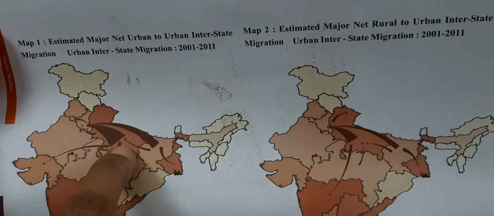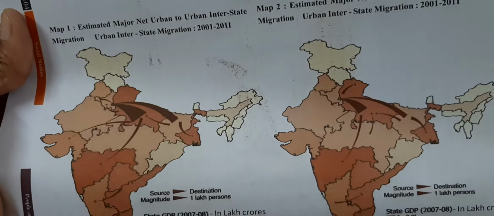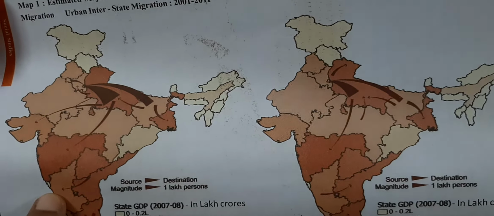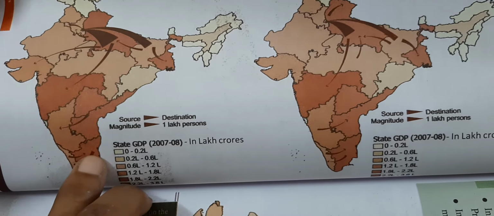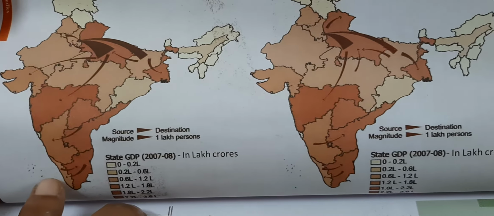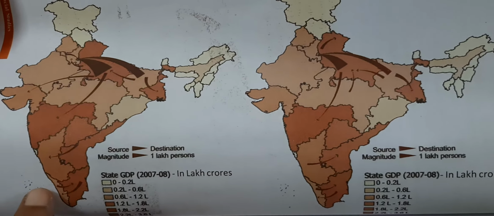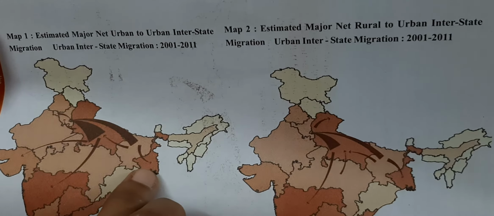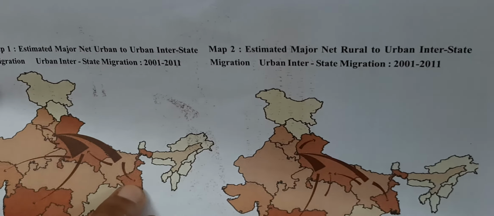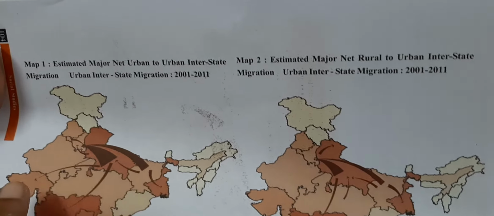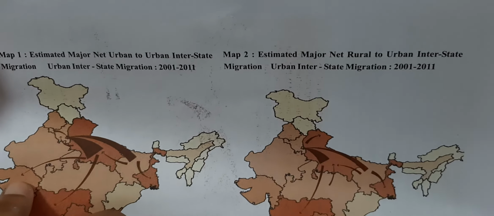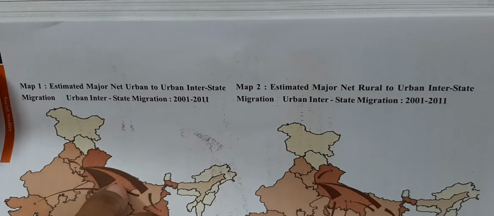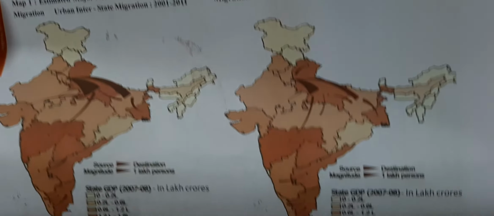Some are coming from Uttar Pradesh to Maharashtra. Some are going from Andhra Pradesh to Karnataka. Some are going from Tamil Nadu to Kerala. Some are coming from Kerala to Tamil Nadu. Some are coming from Bihar to West Bengal. Some are coming from Madhya Pradesh to Gujarat. So look at the arrow marks, from where to where they are going.